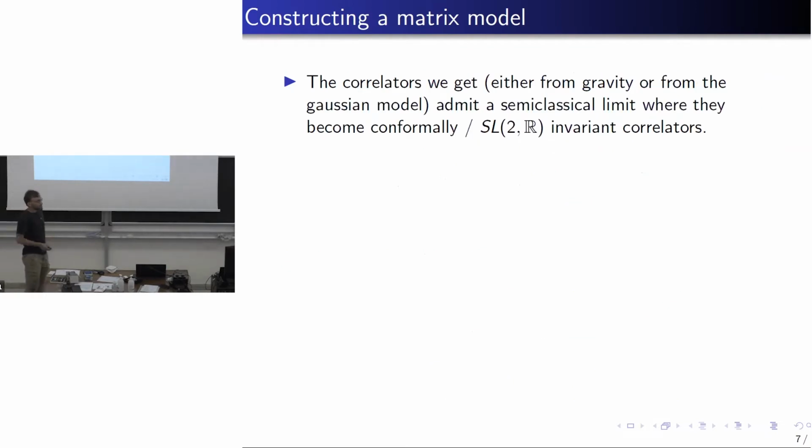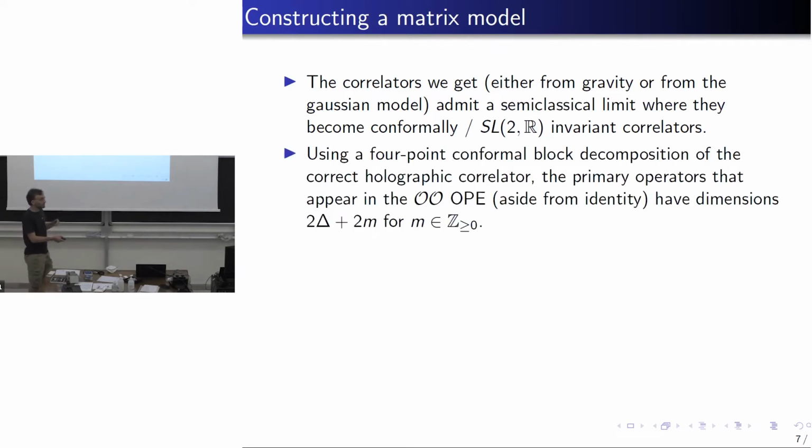Okay, good. So now at this point, I've introduced 2 different answers for the 4-point function. First, there's the answer from the holographic calculation, which I'll call the correct 4-point function. And then there's the second 4-point function, which is what we got from the Gaussian model. I'll call that the incorrect 4-point function. And so in order to understand what's going on here, what I want to do is take our 2 4-point functions and go to the semi-classical limit, where now they become conformally invariant, SL2R invariant 4-point functions. And it's easier to think about what's going on if we take this limit. Eventually, I'll go back away from the limit.